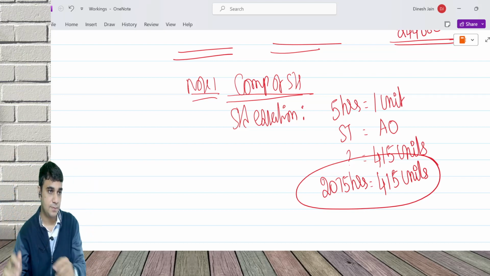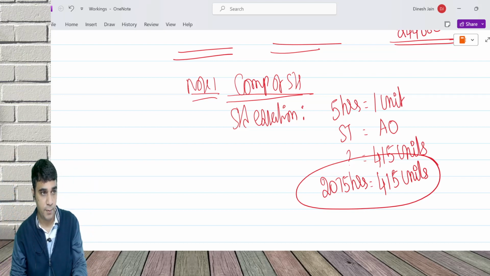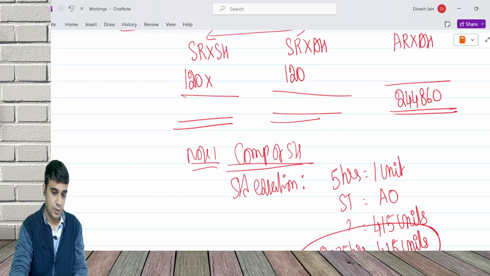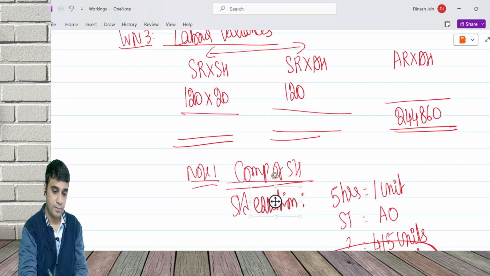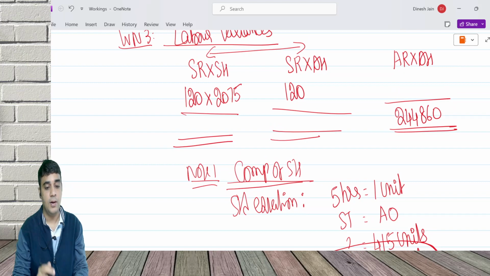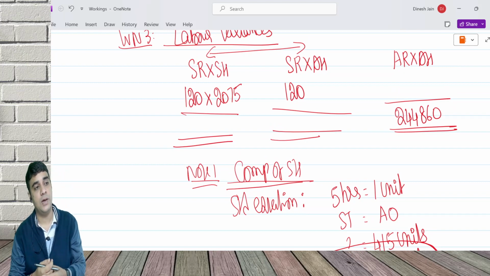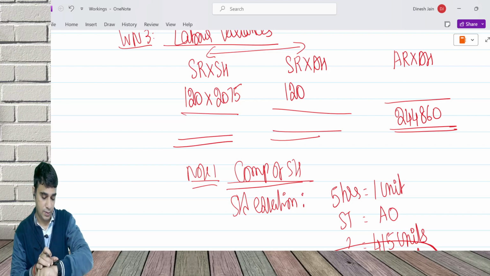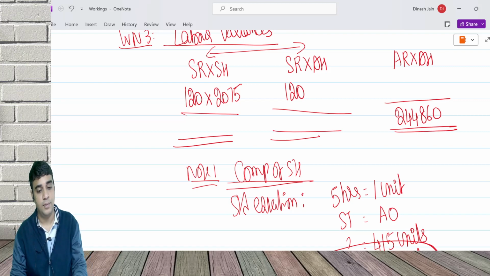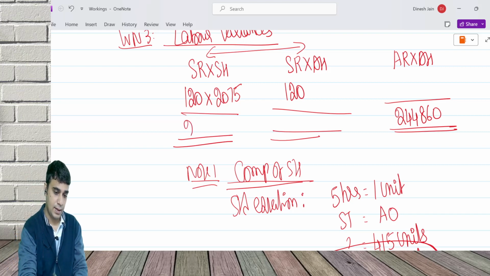Any doubts on this? Can we proceed? Do 5 into 415, 2075. So now I'll be able to use that variance. Now we will be in a position to use that variance given in the question. How much is 120 into 2075? 2 lakh.